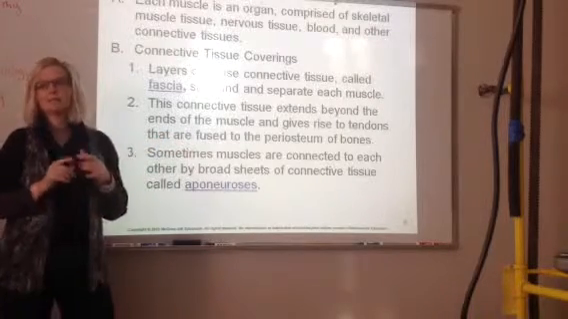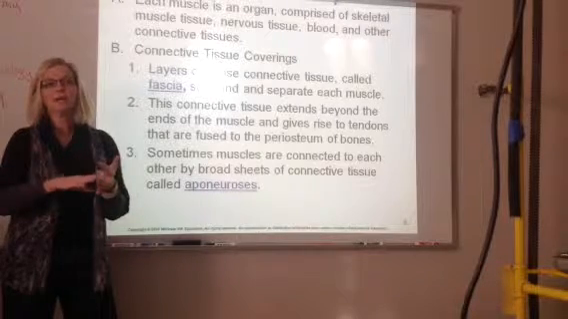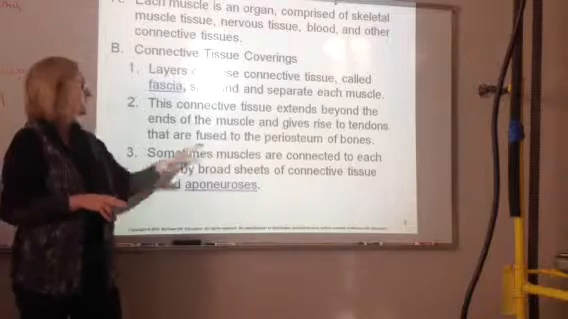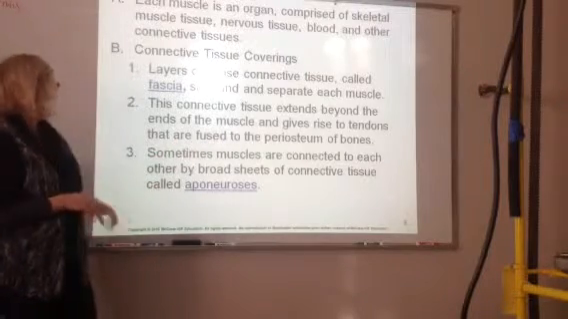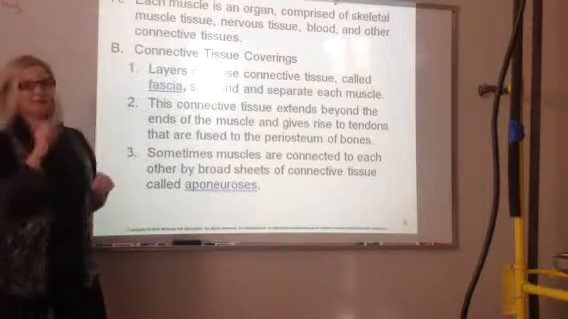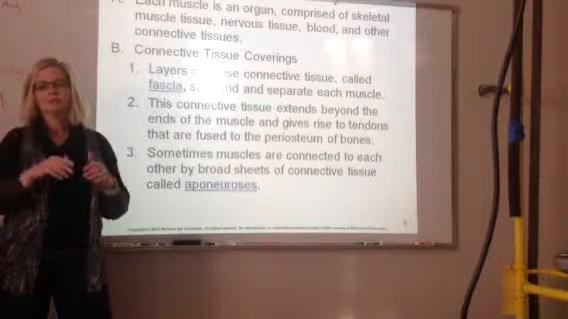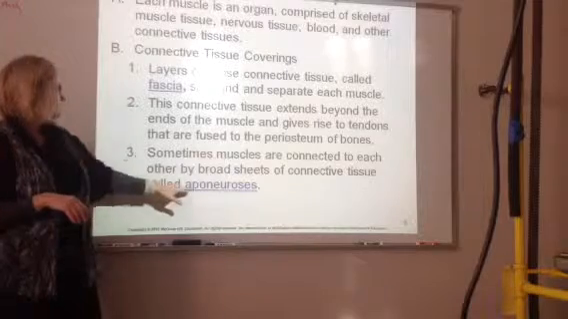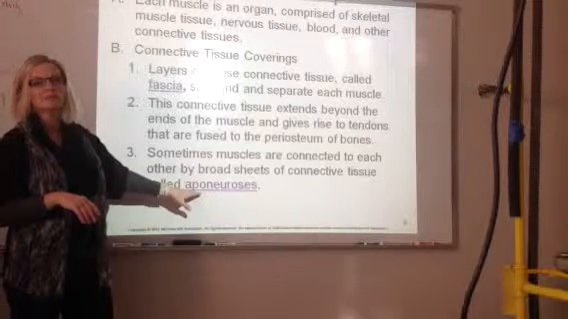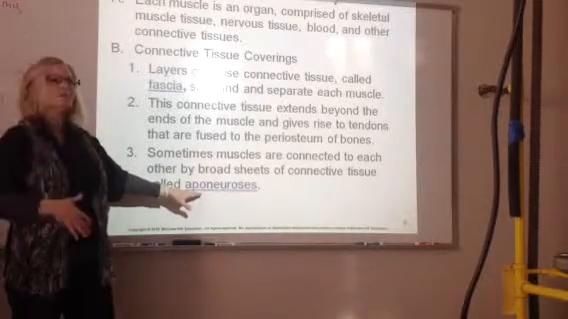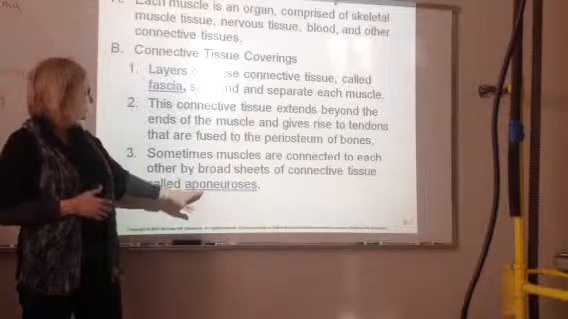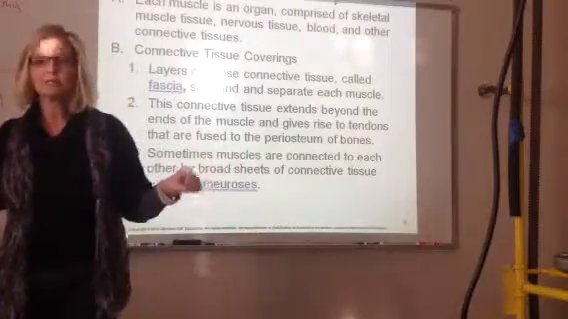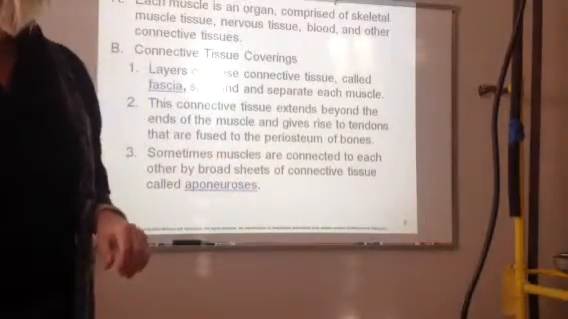Tendon connects a muscle to a bone. A ligament is bone to bone. Tendon is muscle to bone. Sometimes muscles are connected to each other. So from one muscle to another muscle, and that's called an aponeurosis. The top of your head has one, your abdomen has a large one. So aponeurosis connects one muscle directly to another muscle.